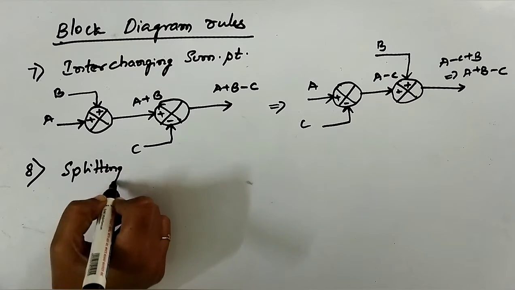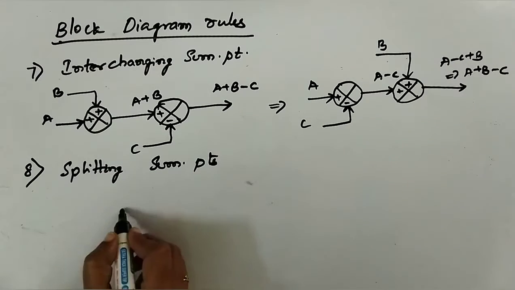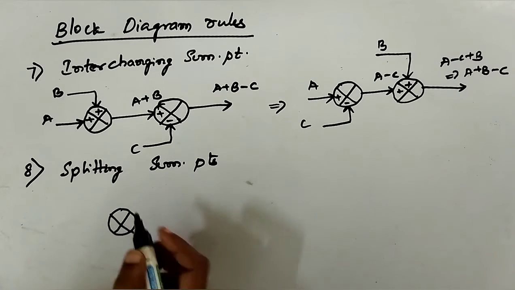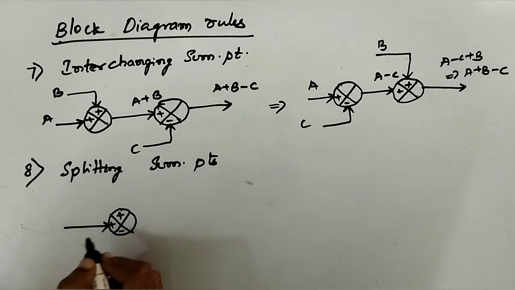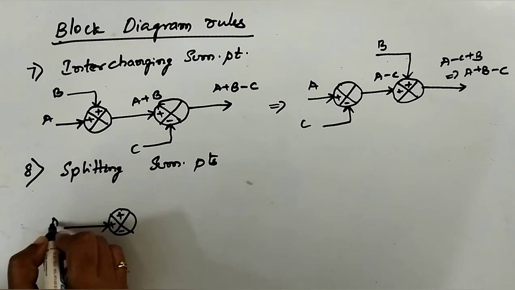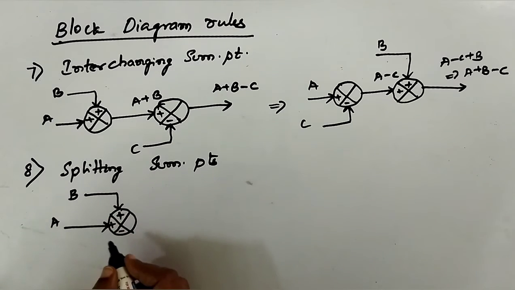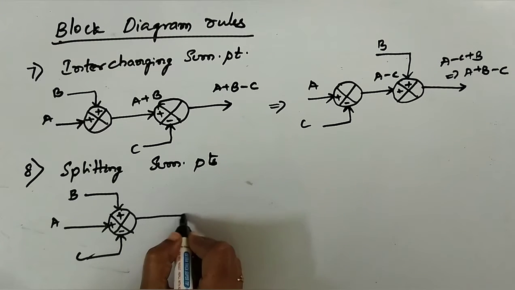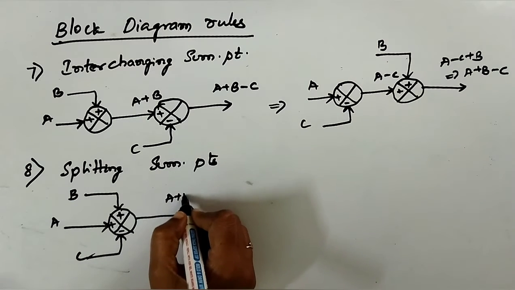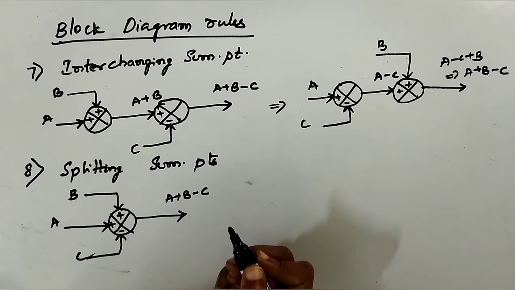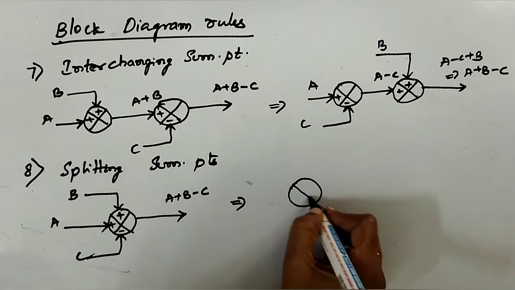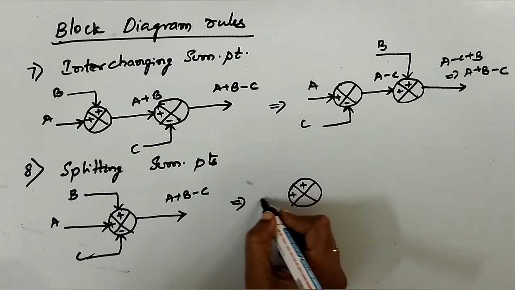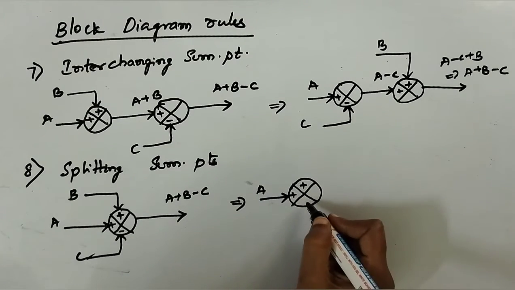Splitting summing points. This is the summing point where this is plus and minus, on which the inputs are A, B and C. The output is A plus B minus C. You're supposed to split this summing point, one summing point into two.